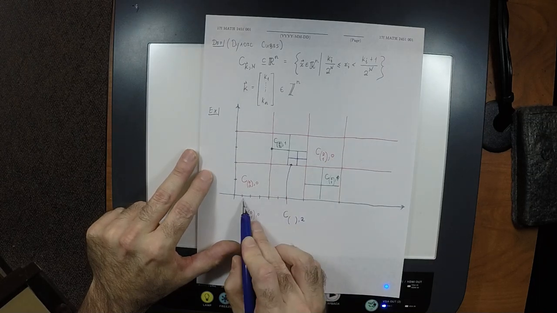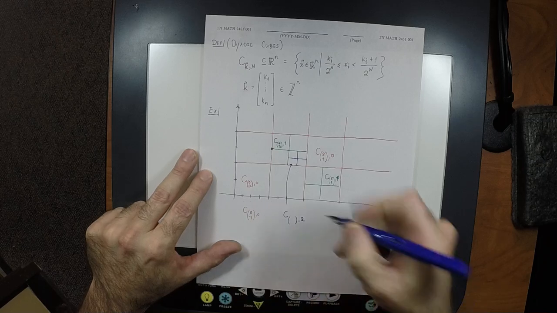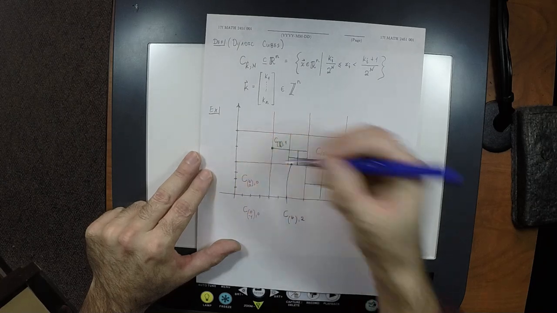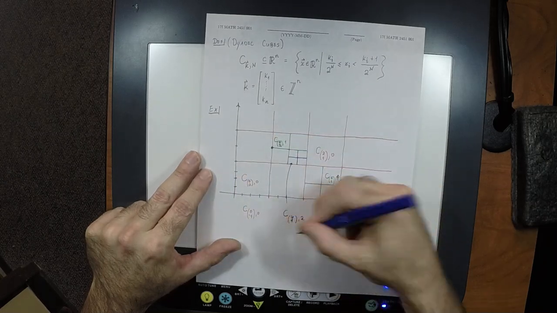1, 2, 3, 4, 5, 6. Right? So it would be at 6, and then how far is it up? 1, 2, 3, 4. So 6, 4.